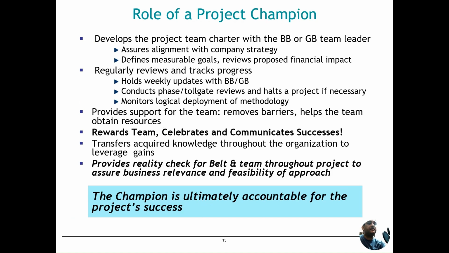On the other hand, the project champion is the one with whom you would work very closely throughout the execution, because the project champion is the one who develops the project team charter with the BB or GB candidate or the team leader. Also, the champion regularly reviews and tracks the progress of the project, because he or she is the responsible or accountable person for overall success of your project.